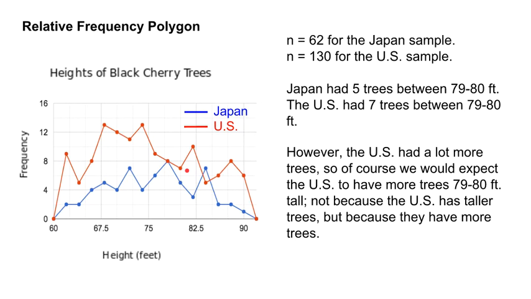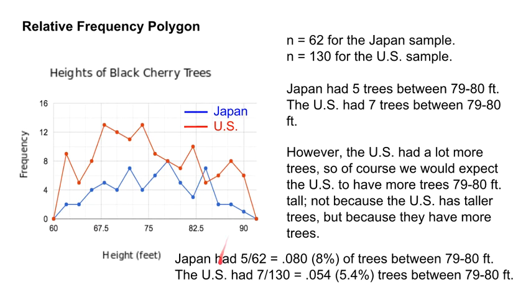In other words, we need to compare these numbers, these frequencies, to how many total we had. In other words, we're going to use percentages or ratios. So Japan had 5 out of 62 trees between 79 and 81. That's the same as 0.08 or 8% of the total trees were between 79 and 81 feet. Remember, it says 80, but it should say 81. The US had 7 out of 130 trees between 79 and 81 feet tall. That's the same as 5.4%.